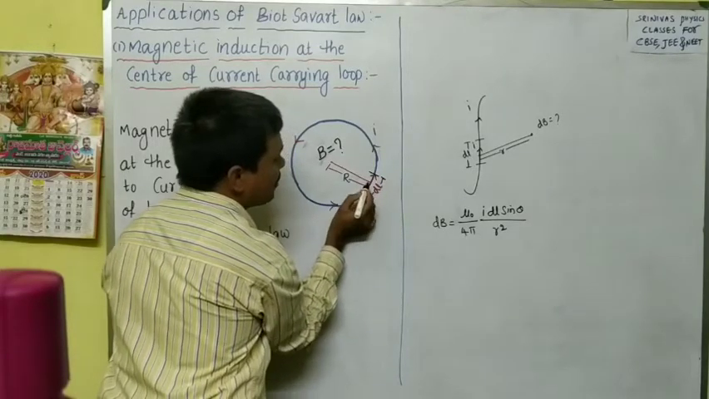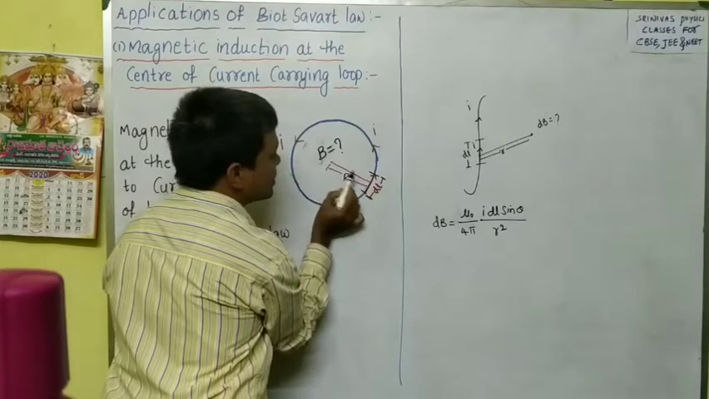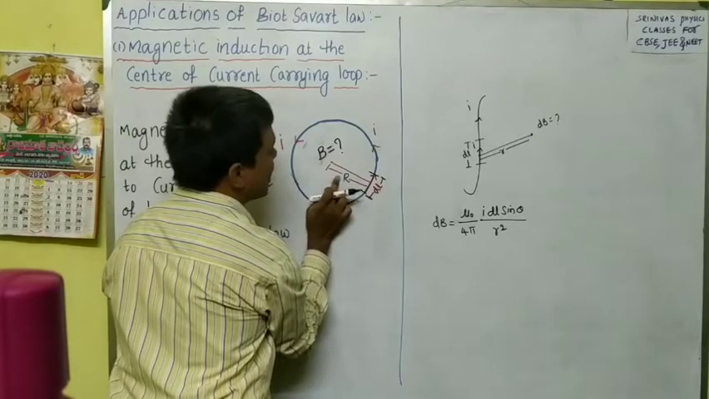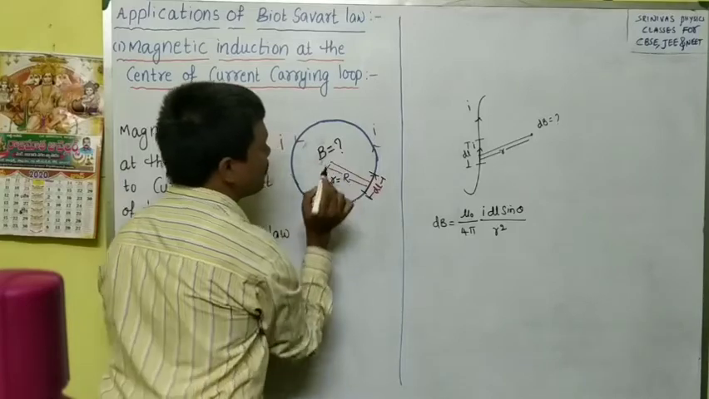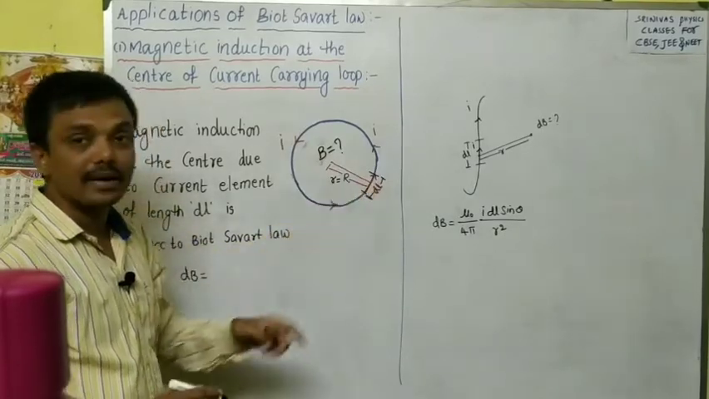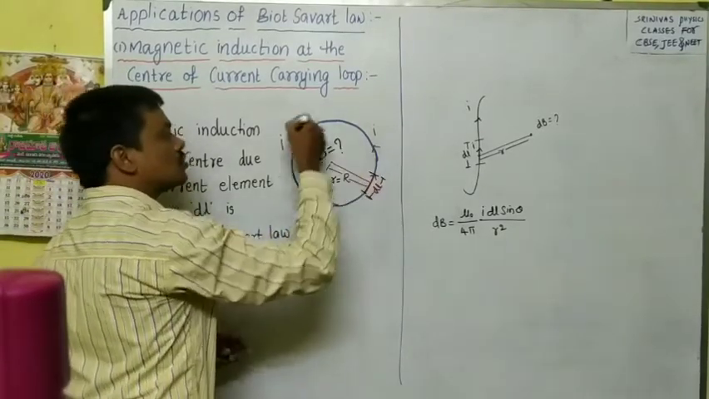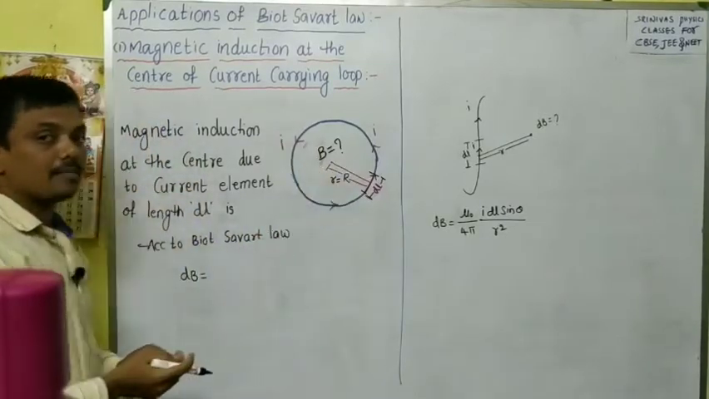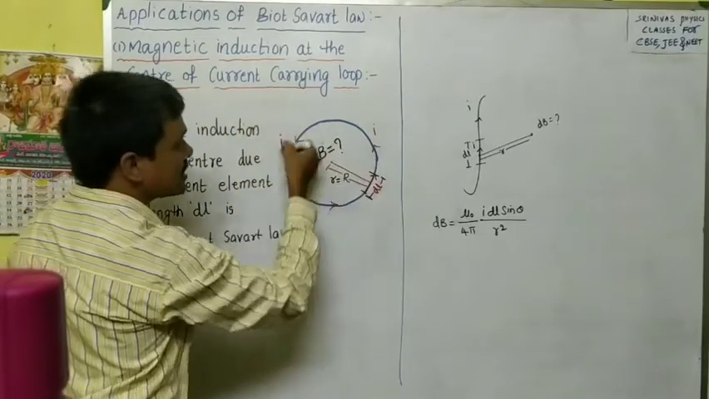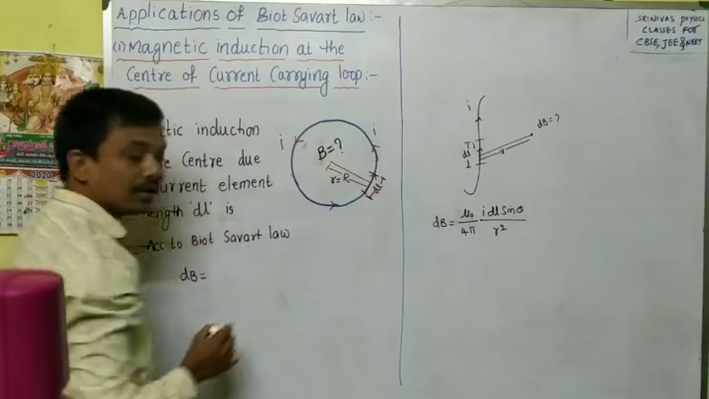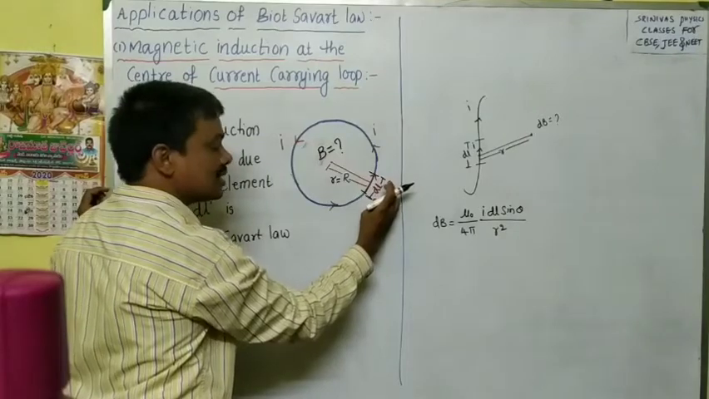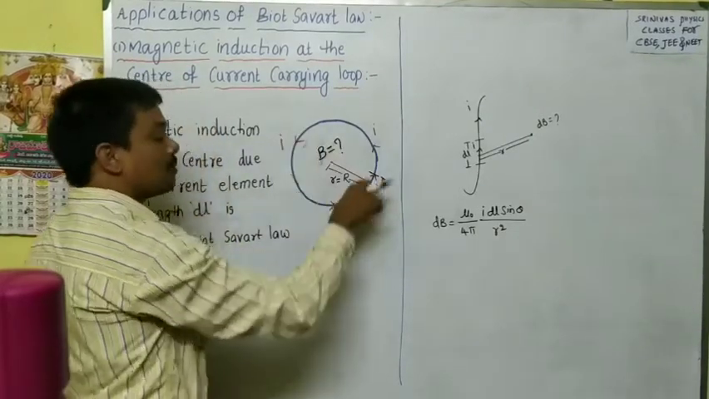From that element at a distance small r, which is equal to the capital R here, at the center of the loop I want to find the magnetic induction. First I will find the magnetic induction due to this small element, and later due to the total circular current carrying loop. My aim is to find the magnetic induction at the center of the current carrying loop. First you have to find the magnetic induction due to the small element. If you integrate that, then you will get the total magnetic induction.